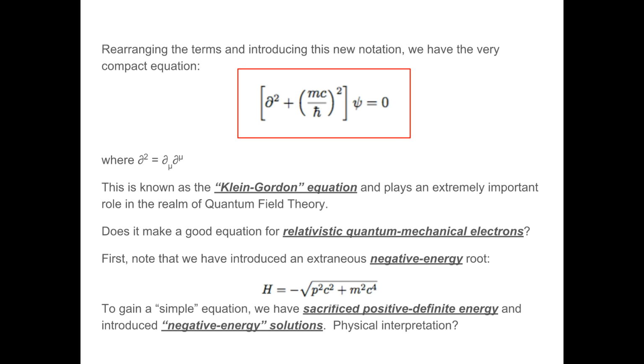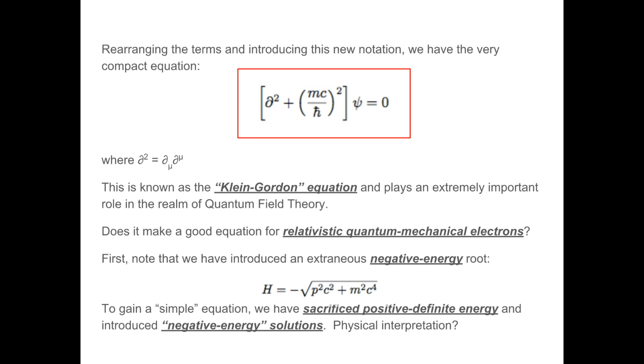And then the name of the game is to solve that equation. This equation is a very special equation. It's called the Klein-Gordon equation. It plays a major role in quantum field theory, and if you take quantum field theory, you will spend a lot of time talking about the Klein-Gordon equation. But the question is, does it make a good equation? Is it a good equation for relativistic quantum mechanical electrons? That's what we're focusing on. We're trying to solve this problem of finding a relativistic quantum theory for electrons.